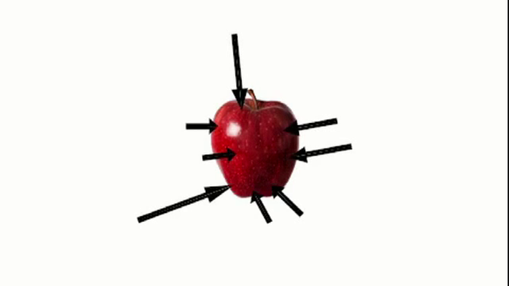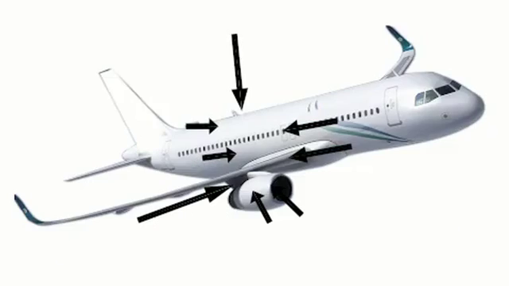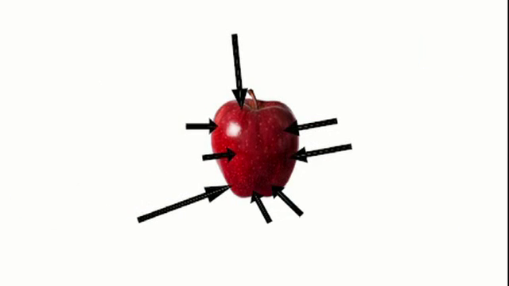Here's a more complex example, with lots of forces acting on an apple. It doesn't even have to be an apple. It can be whatever you like. We already know that if the resultant force acting is zero, then the apple won't accelerate. But how can we tell if that's the case?